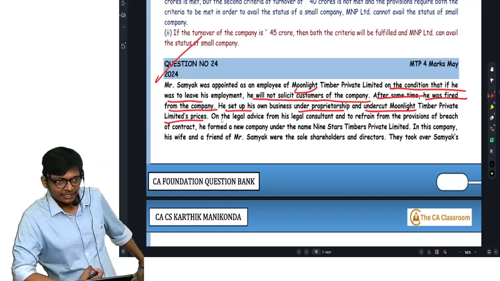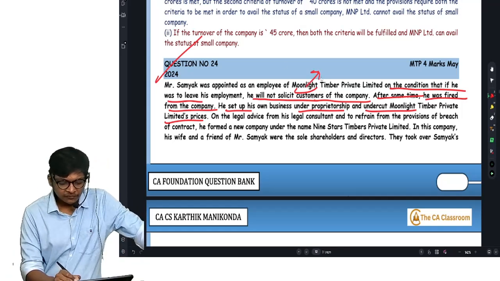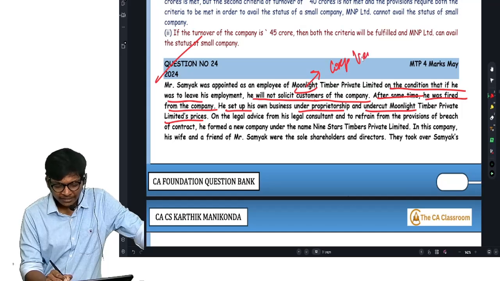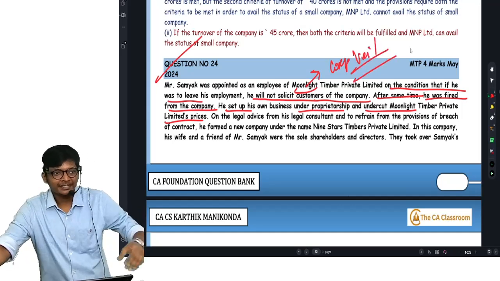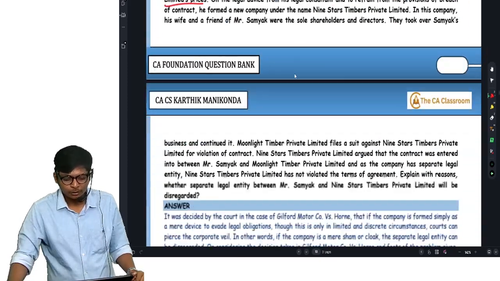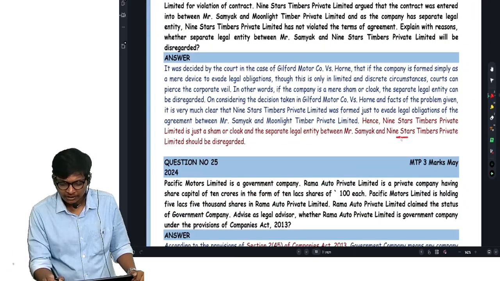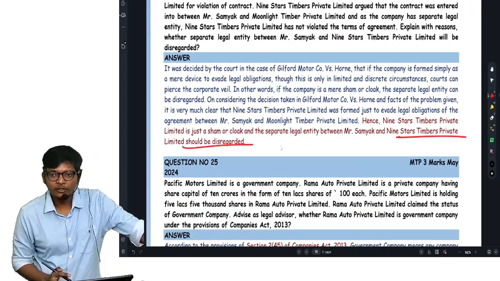I think this was the first question. Lifting of corporate veil, the very first question is this. Whenever it repeats, we will say thank you, tick, and go to the next one. This question is about lifting of the corporate veil.